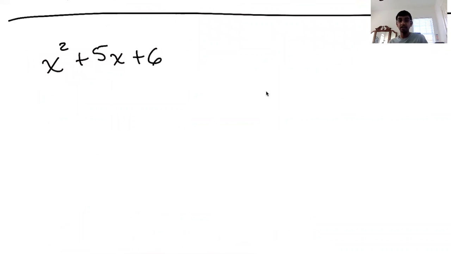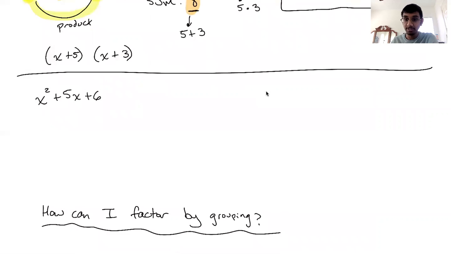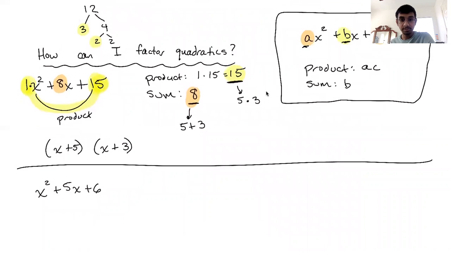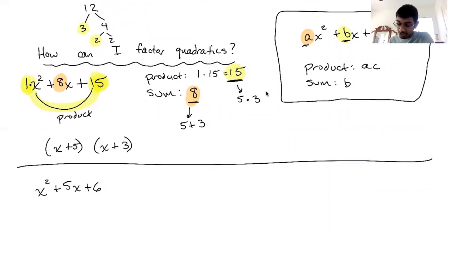So the same exact thing as we did before. We want to look at the product of a times c, and it has to add up to b. So if you got what a, b, and c are, it's right here. A, b, and c. Okay. So let's see. We already know that there's like an imaginary 1 that's right in front of the x squared, right? So we know that a is equal to 1, b is equal to 5, and c is equal to 6. Okay, so from there, we're going to find the product, right? So a times c would be 1 times 6.